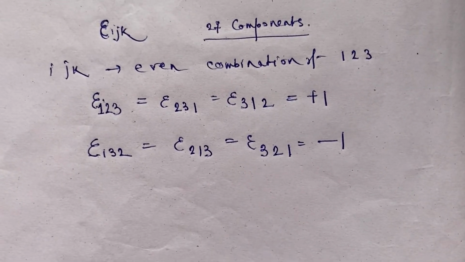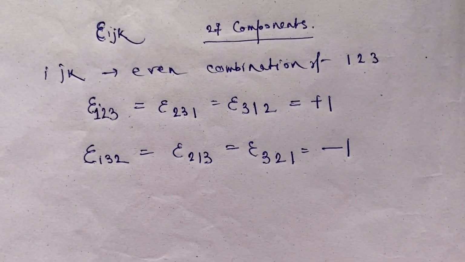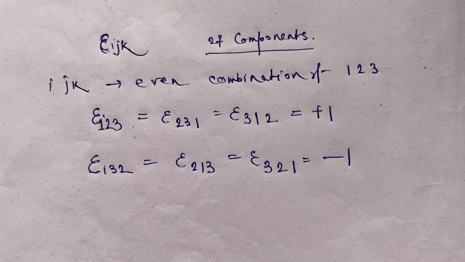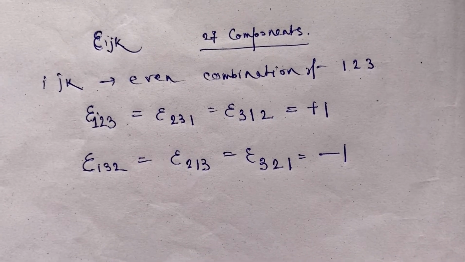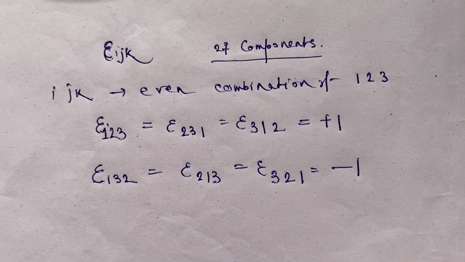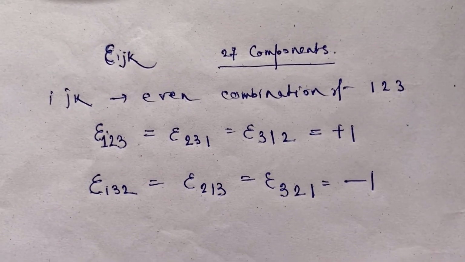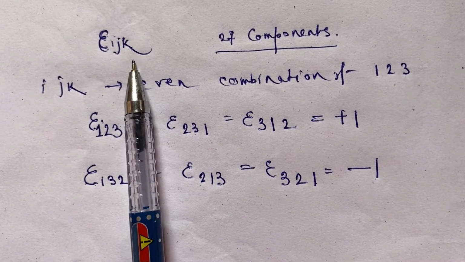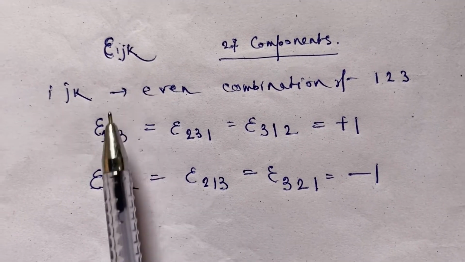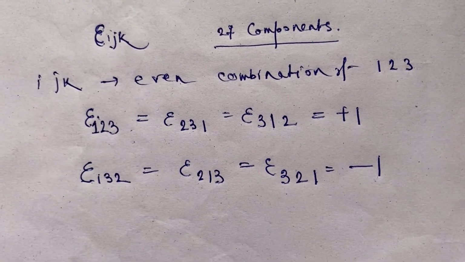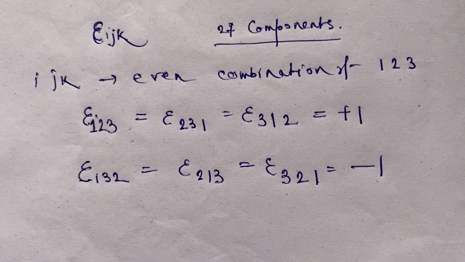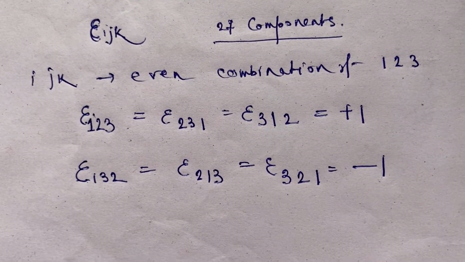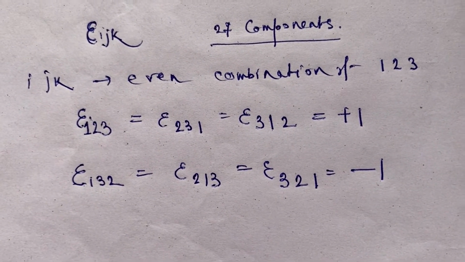I'm just telling this in a concise manner, because the Levi-Civita symbol demands a separate lecture video, but for the time being, just to give you a flavor of what a Levi-Civita symbol is. It has 27 components, as I have just mentioned. And if any two indices are the same, then this will give 0, and the even combinations of these indices will give me +1, and the odd combinations will give me -1.